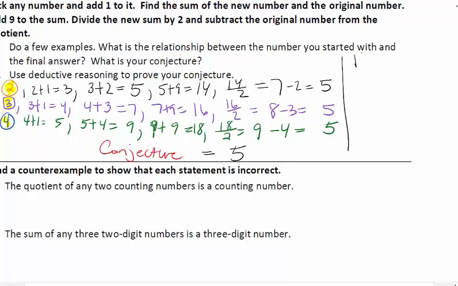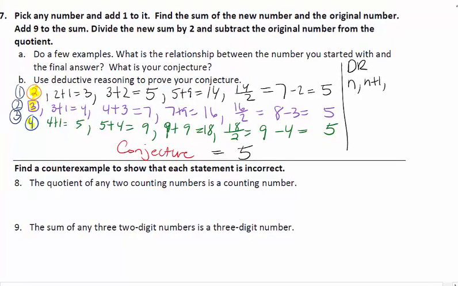So I'm going to come over here and do my deductive reasoning on the side. We have to use variables to do that. And again, make sure you show your steps. So I'm going to start off assuming I start with the number n. The first step says pick any number and add 1 to it. So n plus 1.